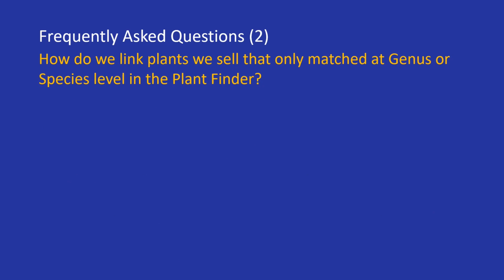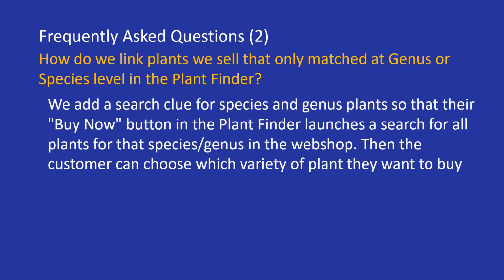How do we link plants we sell that only matched at genus or species level in the Plant Finder? We add a search clue for species and genus plants so that their Buy Now button in the Plant Finder launches a search for all plants for that species or genus in the webshop. Then the customer can choose which variety of plant they want to buy.